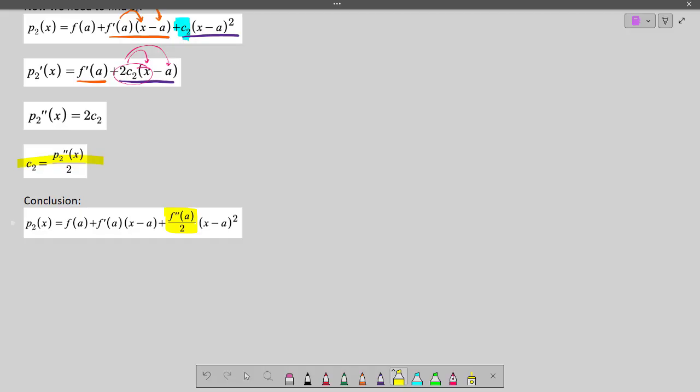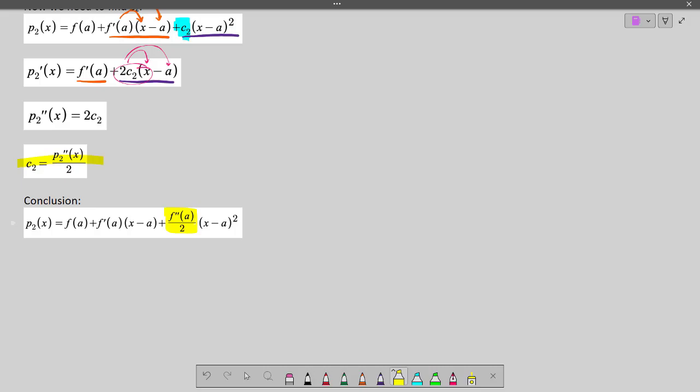We now have the quadratic best fit. And you can start to see a pattern already. This term is f prime of a, first derivative, first power on x minus a. And then we do the second derivative of a, second power on x minus a, but we divide by 2. So you can almost predict what the third term is going to be. It looks like the third term is going to be f triple prime of a divided by 3 times x minus a to the third.